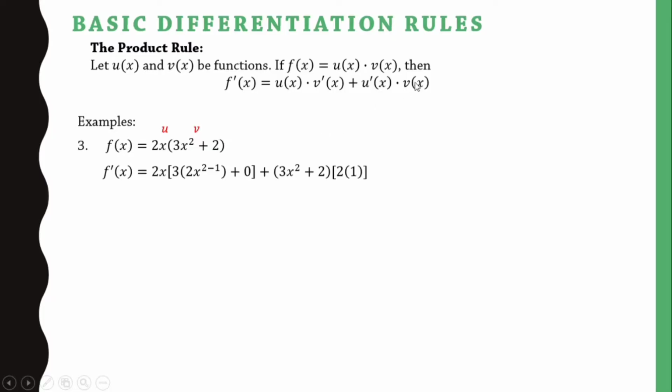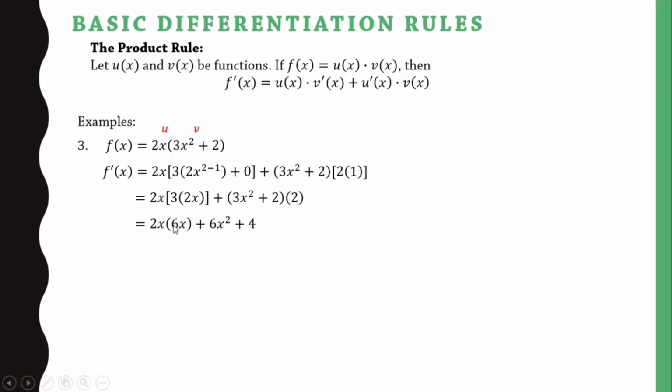Then v, copy 3x squared plus 2 and get u prime, or the derivative of 2x. So the derivative of 2x is 2 times 1. Simplify. So that's 2x times 3 times 2x raised to 2 minus 1, that's also 2x. Then plus 0, that's still 2x. Plus, just copy 3x squared plus 2. 2 times 1 is 2. Okay, then multiply. 3 times 2x is 6x.